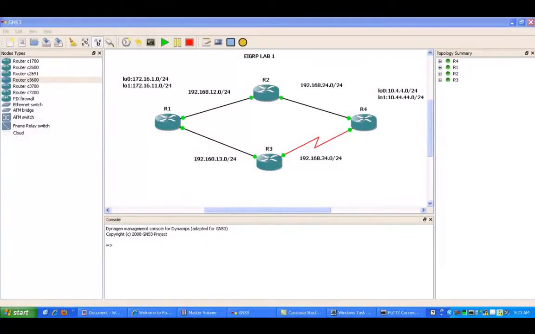Hello, my name is T. Bowler, and in this video we're going to be configuring Enhanced Interior Gateway Routing Protocol, otherwise known as EIGRP. This is EIGRP Lab 1.